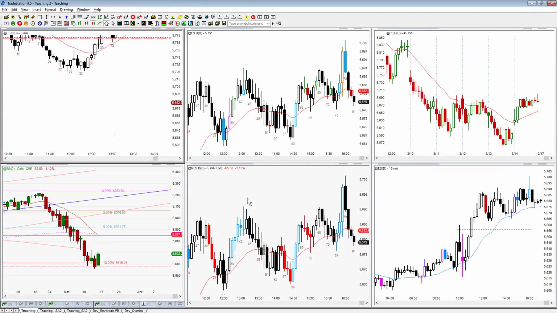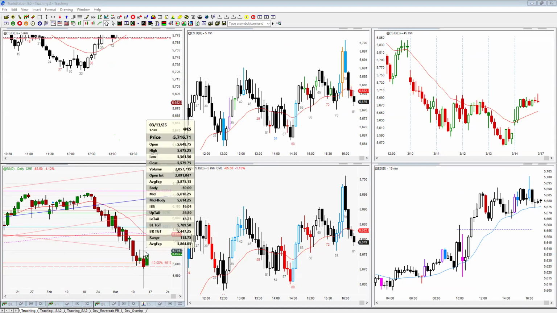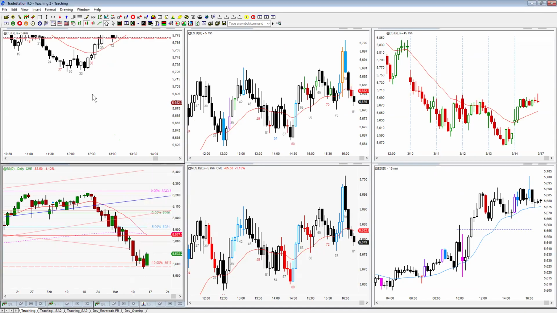So let's just cycle back to that chart. So here's the low of last week, 57.25, and a quarter.